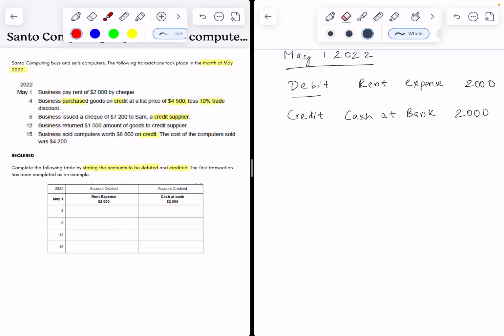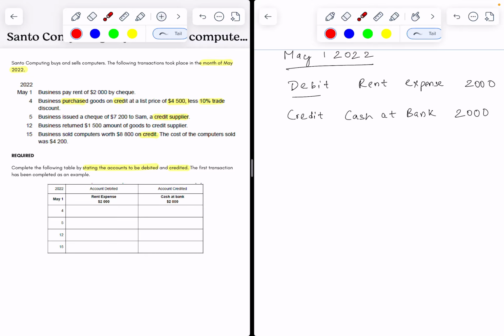So we will debit the rent expense account by $2,000 on the 1st of May 2022. And because we have paid for this rent by check, it means we have used our funds available in the cash at bank account and our assets therefore would have decreased. We know when assets increase, we debit them, but now that they have decreased, we have to credit them. So we will credit the cash at bank account by $2,000, all right? So what we're doing in this first transaction is to increase an expense and simultaneously decrease an asset, all right?